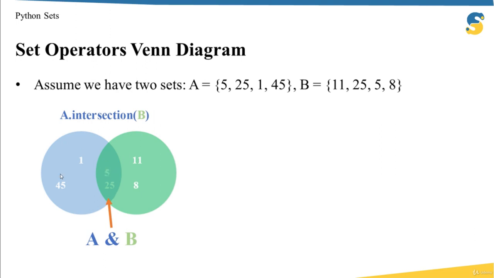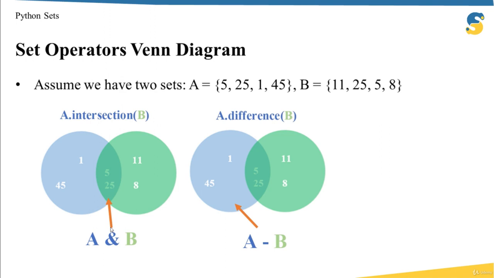Now, if you want to know what are the items that are available in one set but are not available in another set, you have to use difference in this case. So you will note that, for example, 1 and 45 are available in A, but they are not available in B. So if you want to find these two items, you have to use the difference operator. And this can be achieved by using the difference function. So you have to say A.difference(B), or by using minus. And in the context of sets, minus will calculate the difference.